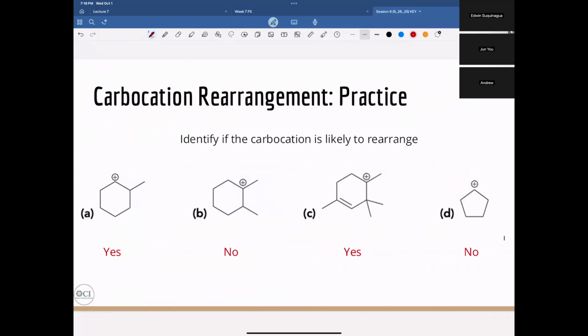Yep, so if the charge can move closer to being able to do resonance, that makes it better. Yes. But the first thing you always look for is if it's primary, secondary, or tertiary. And if it's the same, like two tertiary carbocations, then you move on to resonance to determine if it's more stable or not. It's only if the carbocations have the same degree of substitution.